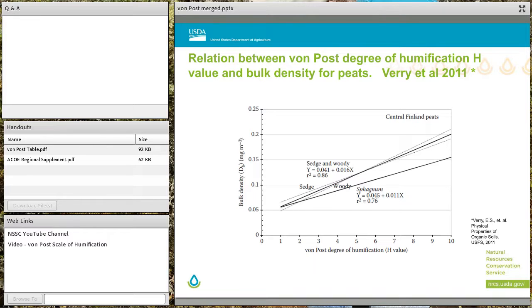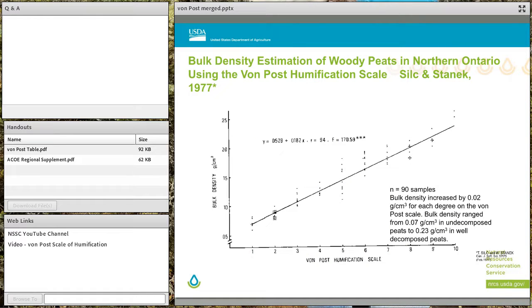So obviously, even with the same Von Post method, within that H category, the different types of vegetation are going to have different characteristics. When they did that, they got a good relationship between bulk density and Von Post. They also added that if you add in some additional factors, for instance ash content, you can in a lot of cases get a better model, a better response.